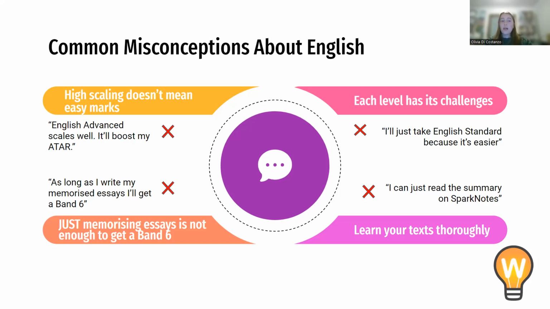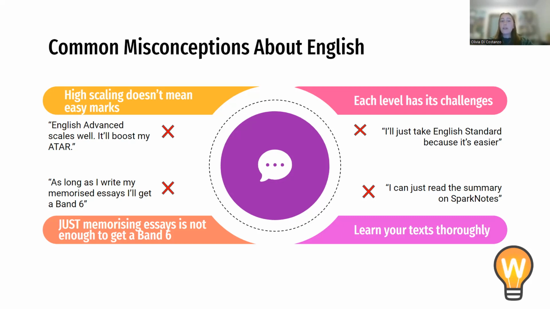Secondly, each level has its challenges. While you may think that English Extended will be much easier, it's still a Stage 6 course. That means you're going to need to engage in independent study and keep on top of your work. And that applies across all levels of English. Leading me to my third point, and that's that you'll need to learn your text thoroughly, regardless of whether you pick Standard, Advanced, or Extension. Whilst online summaries and guidebooks are a useful resource to help build your understanding of a text, you still need to actually read the text to ensure that you have an understanding of how all the parts are working together to create meaning.